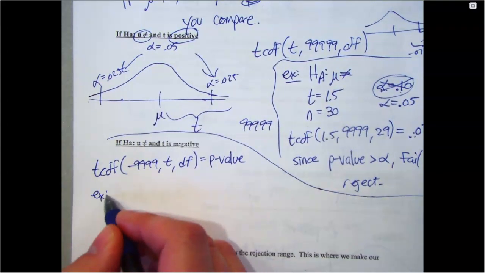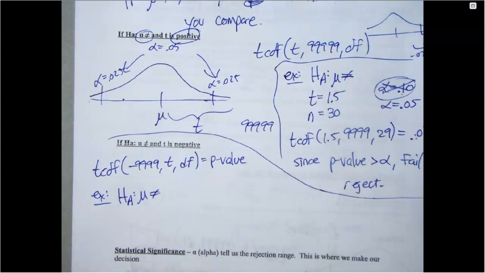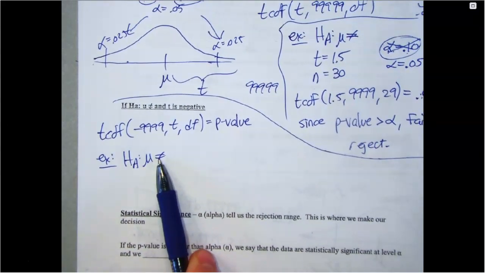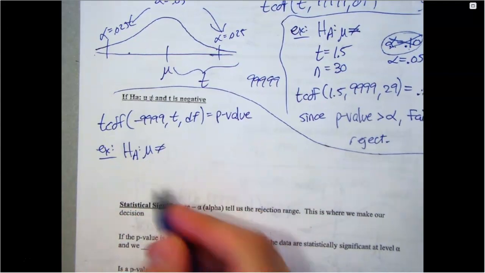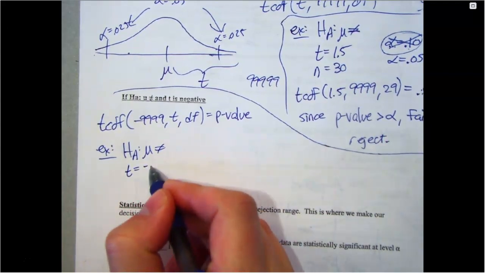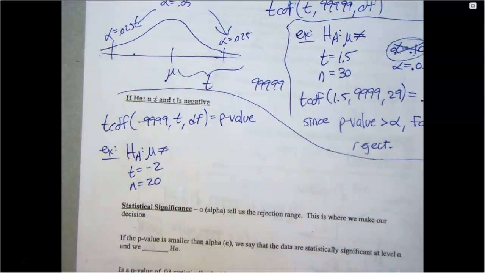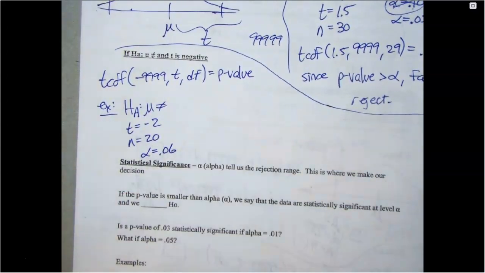So if I give you an example here, HA is mu is not equal to, which as soon as I see that, I have to remember that the alpha now has to apply to both sides. So whatever that alpha is, I gotta cut it in half. Half over here, half over here. So let's say HA is mu is not equal. Let's say T is -2. Let's say N is 20. And alpha is 0.06.